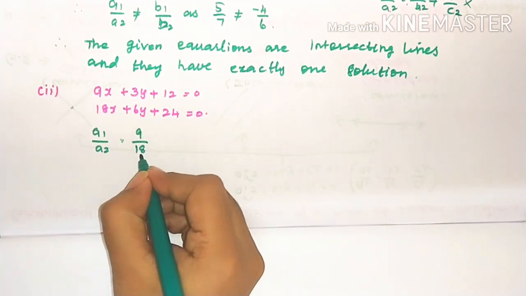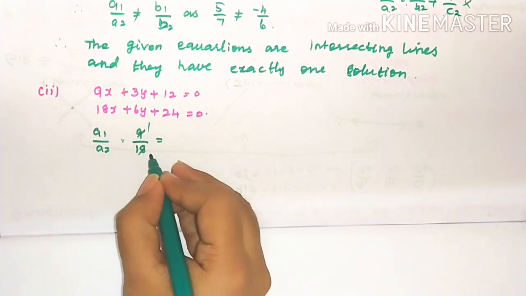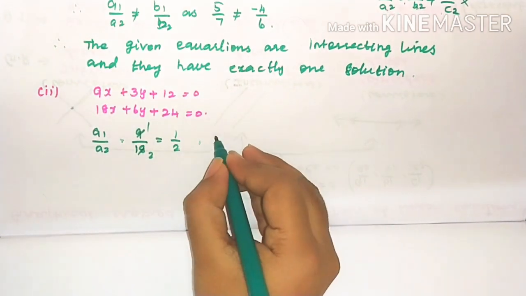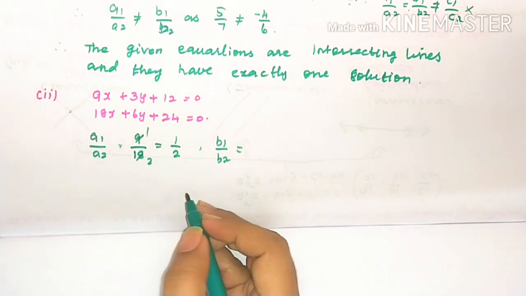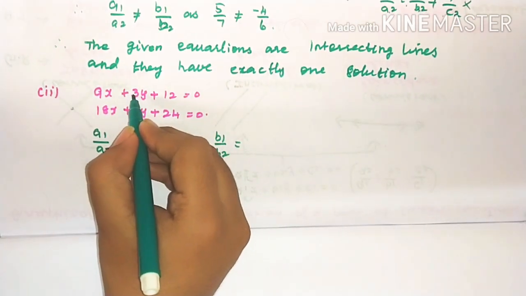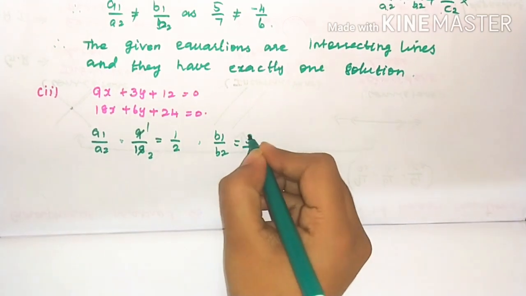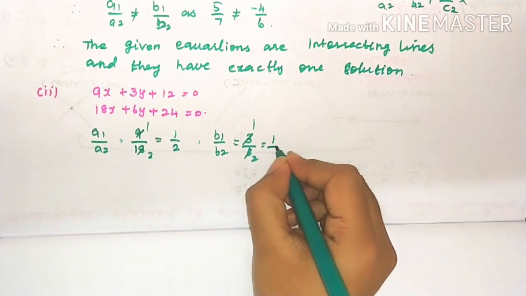So the numerator and denominator are in the same table, so we can cancel the 9 table, 1 time and 2 times. So you will get 1 divided by 2. Next one, b1 divided by b2. b1 by b2 is the coefficient of y. Here the coefficient of y is 3, here 6. So 3 by 6. 3 table you can cancel, 1 time, 2 times. So you will get 1 by 2.